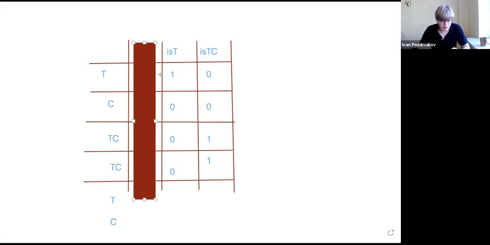So let's do a linear LM function first, and then we'll try to reproduce this example using dummy coding by hand. So let's first drop an NA.